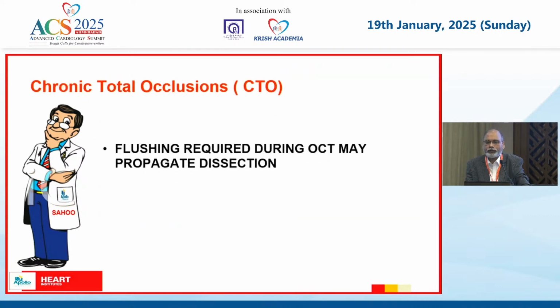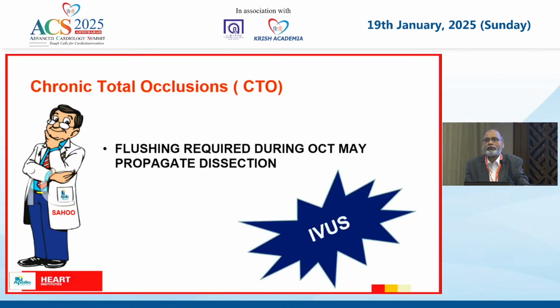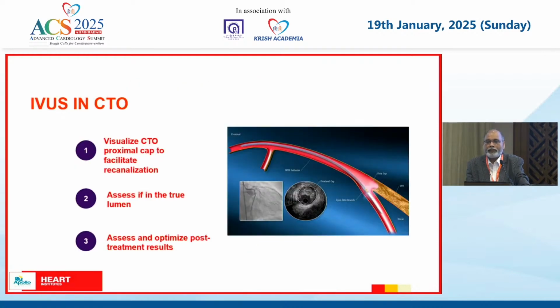Let's come to CTO. CTO requires a lot of flushing during OCT and may propagate dissection. So IVUS is the point of interest. Here you take the IVUS catheter to the side branch, and from the CTO you can know where the proximal cap is and try to assess whether you are in the true lumen, and then optimize your post-treatment results.